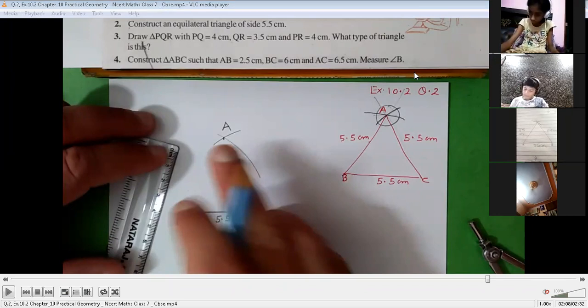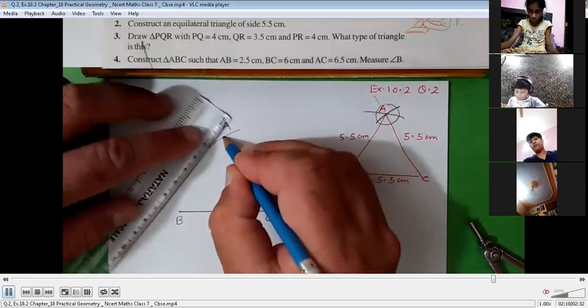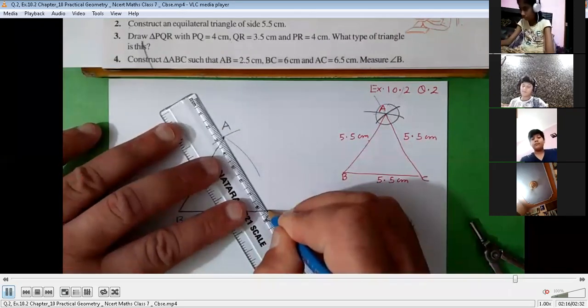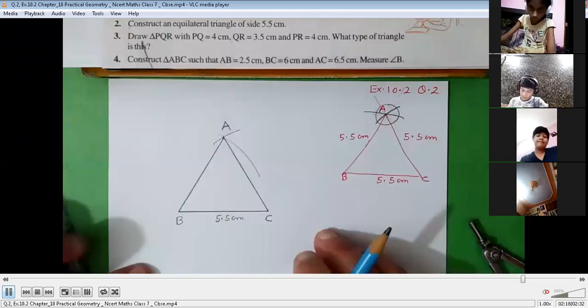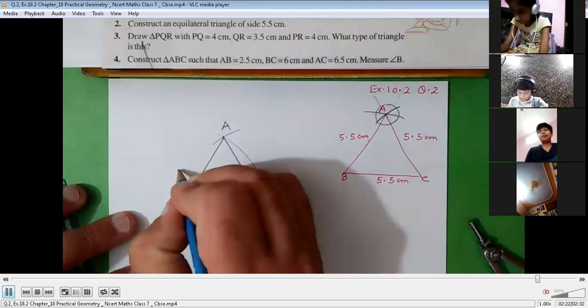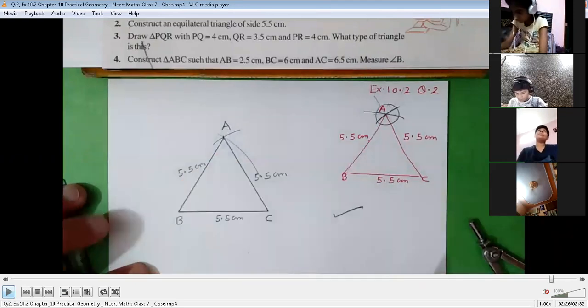Very good, Namanjan. Now we'll take the center point as A and join AB and the other side AC like this. So this is your triangle ABC, an equilateral triangle with all sides 5.5 centimeters. It's ready now.